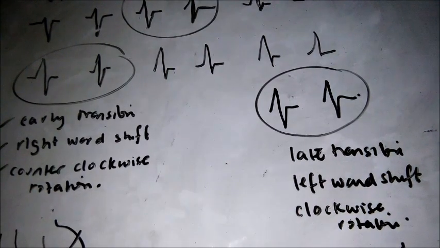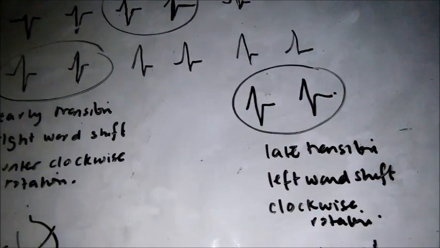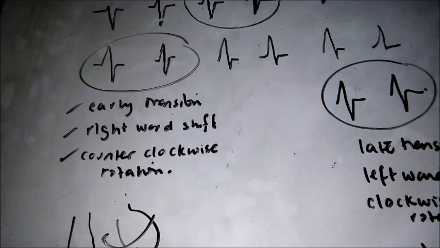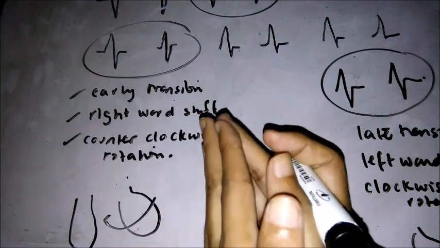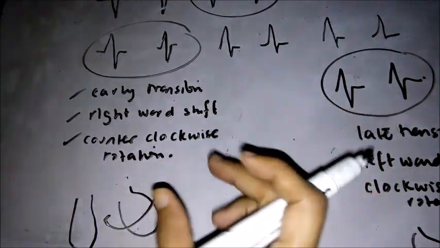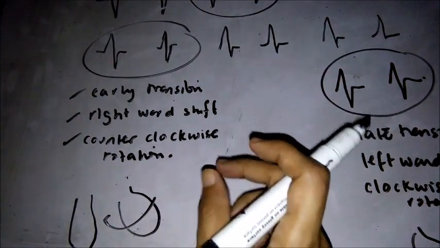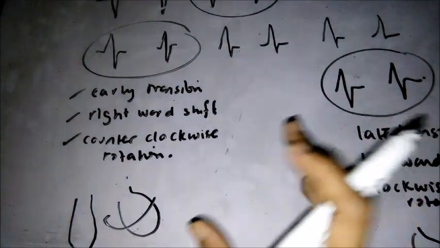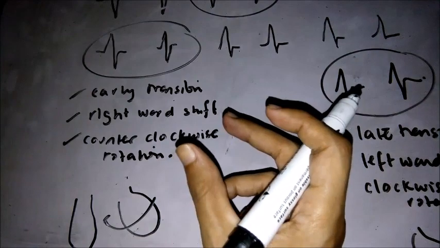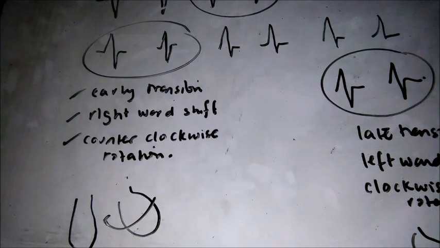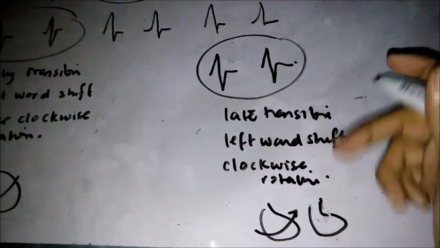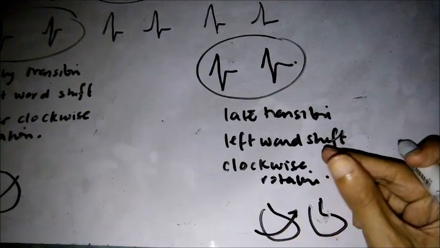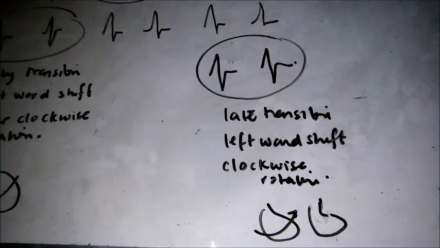Now, what's the importance of this? This could be a normal variant. In many cases, even if you have an early transition, it can be a normal variant, and basically what it tells us is that the heart is rotated in a counterclockwise fashion. In some people the heart might be a little rotated in the counterclockwise position, and that's why you can see an early transition. A late transition could occur because of the opposite, the heart being rotated in the clockwise direction.